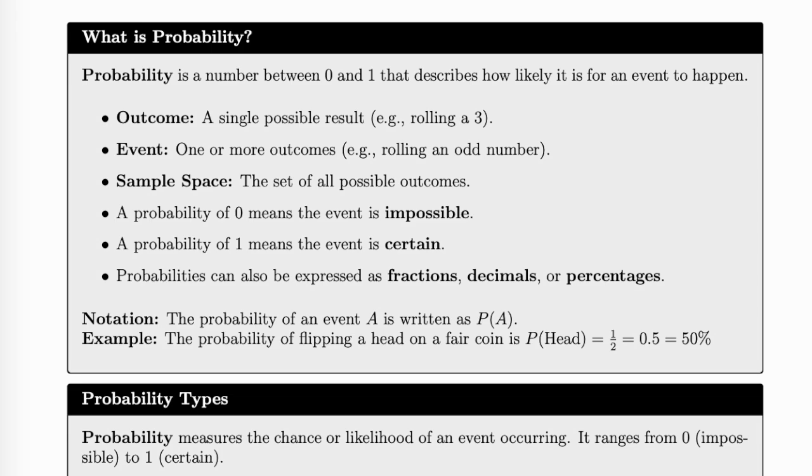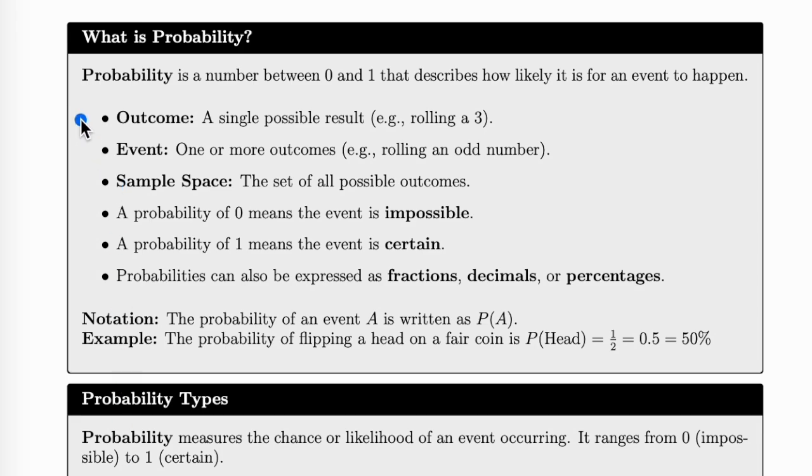So, we're going to start with the definition of probability. Probability is a number that's between 0 and 1 that describes how likely an event is going to occur. For example, when we flip a fair coin, the probability of getting a head is 0.5 or 50%. So, that's the chance or the likeliness of something to happen.